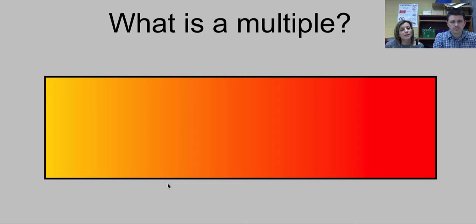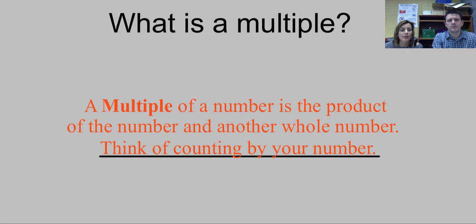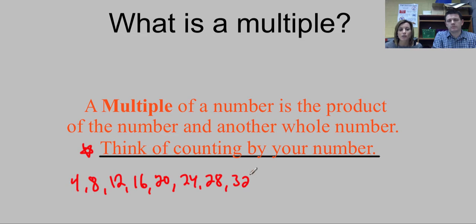You have a vocabulary word that we need to discuss. So you need to write multiple down on your spiral. A multiple of a number is the product of a number and another whole number. Think of counting by your number or your multiplication chart. So we are going up. The multiples of 4 are 4 times 1 is 4, then 8, 4 times 3 is 12, 16, 20, 24, 28, 32. You're counting up. You're multiplying the number to make that product.